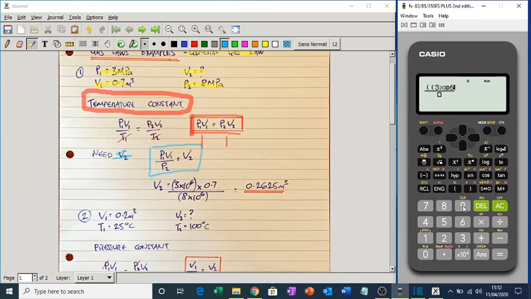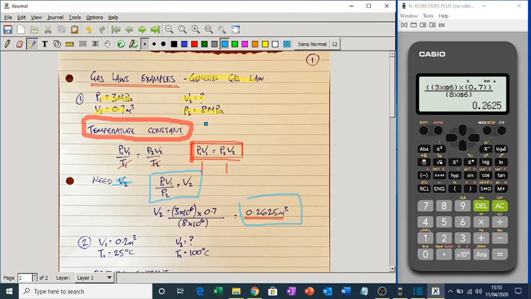3 times 10 to the 6 times by 0.7. Close that and close that. All divided by 8 times 10 to the 6 equals 0.2625 cubic meters. So by increasing the gas pressure, we've shrunk it, which makes a bit of sense because we're squashing it, so the pressure will go up. So that's what happens when we increase the pressure to the volume, obviously keeping temperature constant.